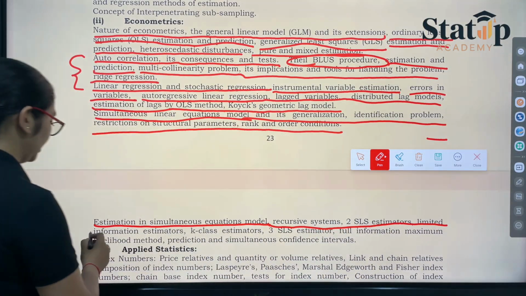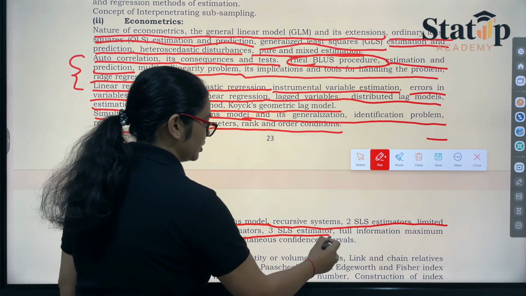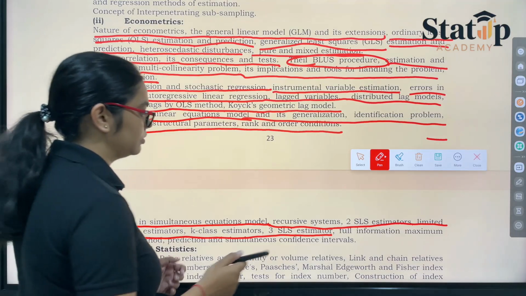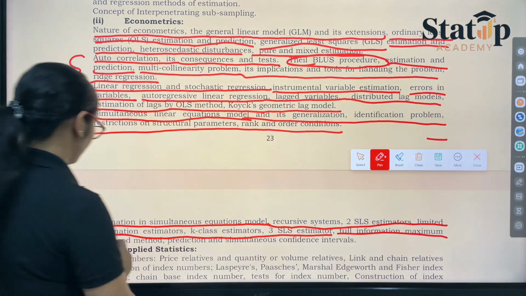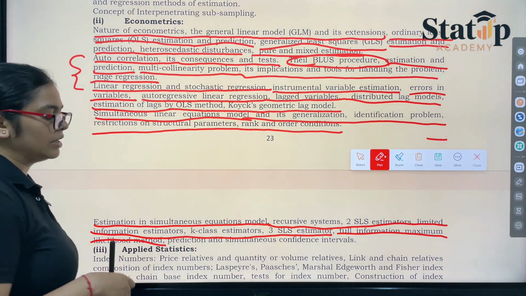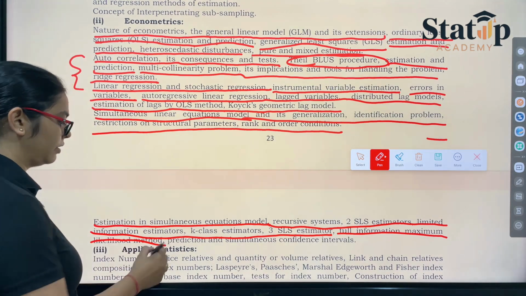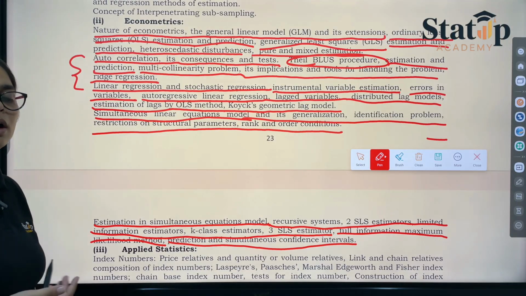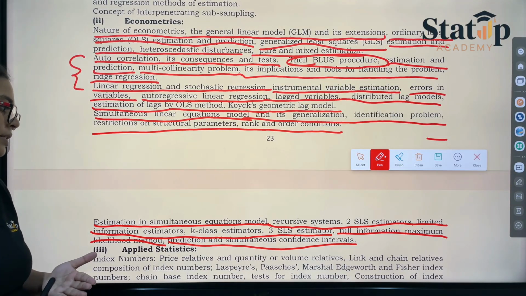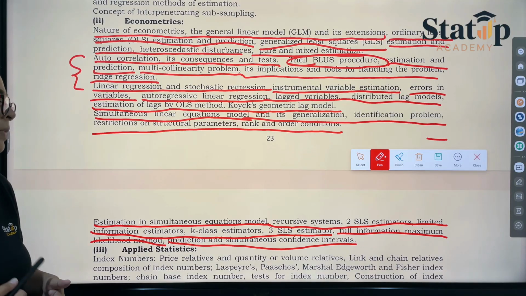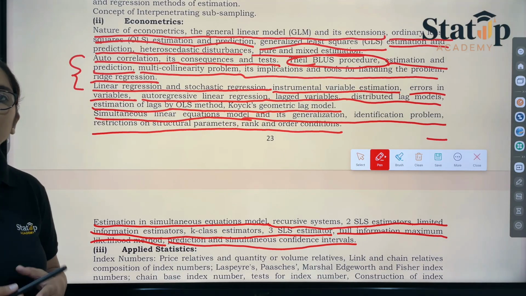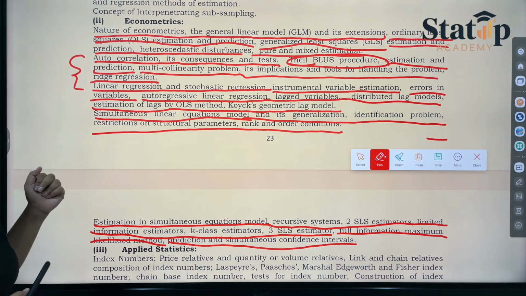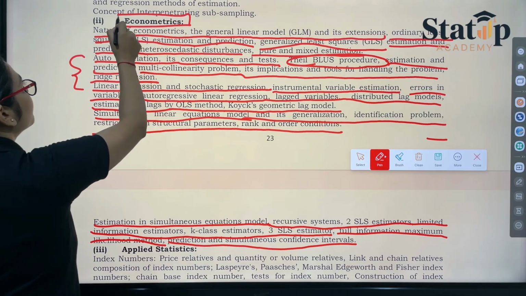2SLS estimation, limited information estimators, K-class estimation, and 3SLS estimators, we have also covered in one lecture of this topic. Full information maximum likelihood also we have covered, and prediction and simultaneous confidence intervals in the last lecture. This hasn't come yet in the exam, but it can come this time, or maybe it can be asked for 10 marks. So I have told you exactly how to write them. It is a very easy topic. So this completes your topic of econometrics. We are done with econometrics.